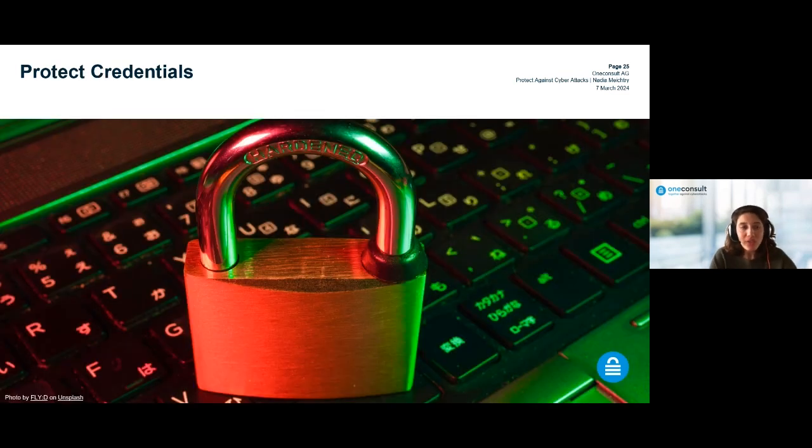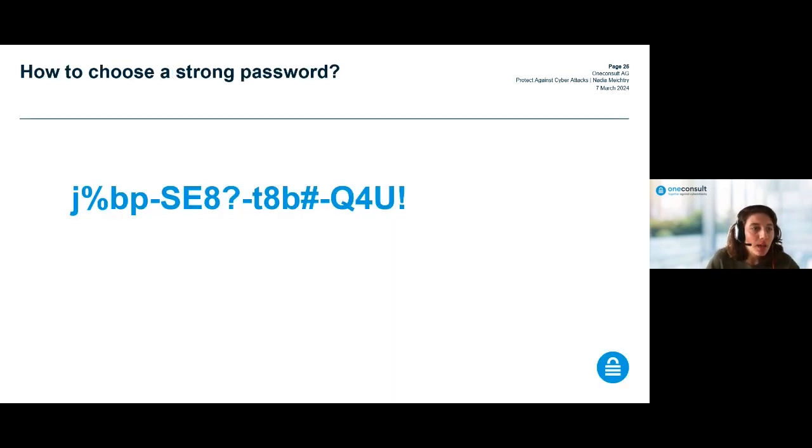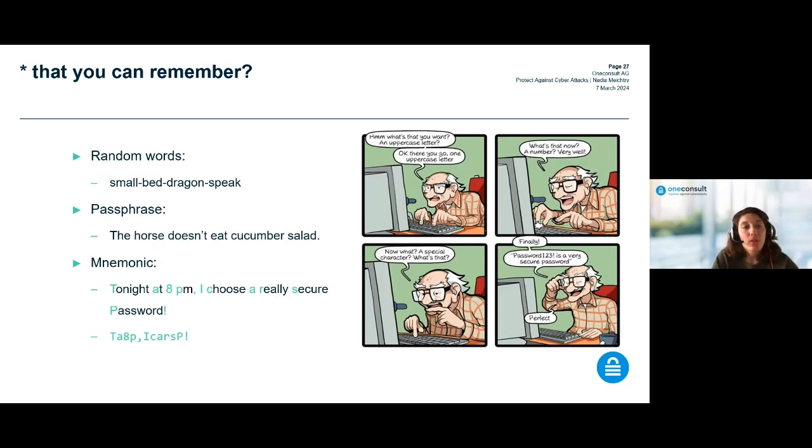So now, how can you protect your passwords? First of all, you should start by choosing a strong password, something like this one. But you should make sure that you can remember it. To do this, you can use random words that you can combine, or you can use a password like this one here. So the horse doesn't eat cucumber salad.